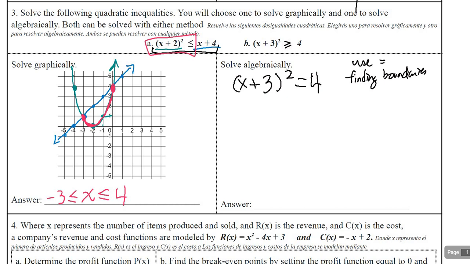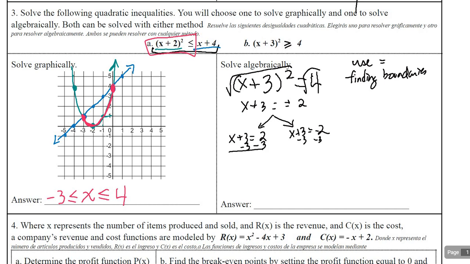And I'm going to use equality to do it. I take the square root of both sides, and that gets me x plus 3 is equal to plus or minus 2. This becomes two equations. I have x plus 3 equals +2, and x plus 3 equals -2. I subtract 3 from both sides. I get x is equal to -1, or x is equal to -5. These are my boundary points.